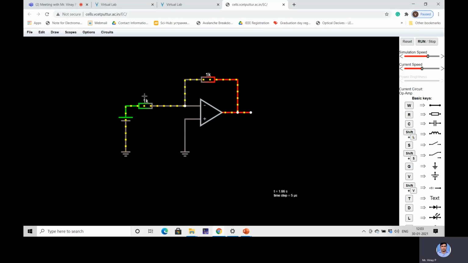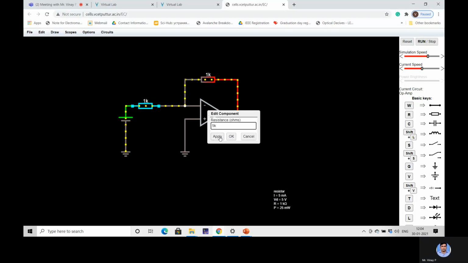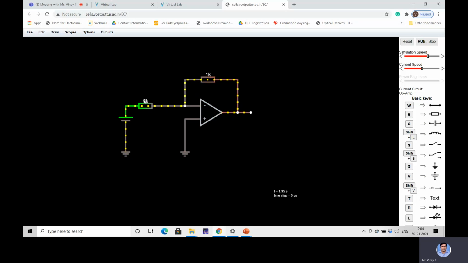Now the next step is to change the values of resistance. By default it will take 1 kilo, but I need the input resistance as 5 kilo, and the feedback resistance I'll connect as 10 kilo. Just press escape and double click on the component to edit it. You'll get this option. Just change it to 5 kilo, apply, OK. So now the value is changed from 1 kilo to 5 kilo.